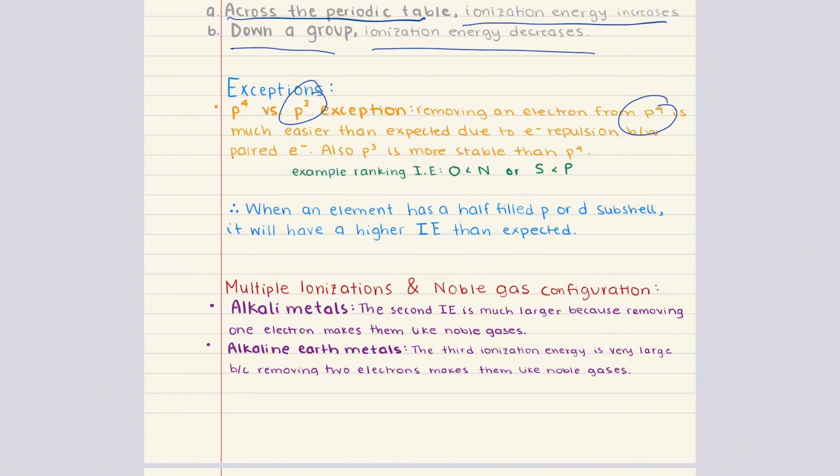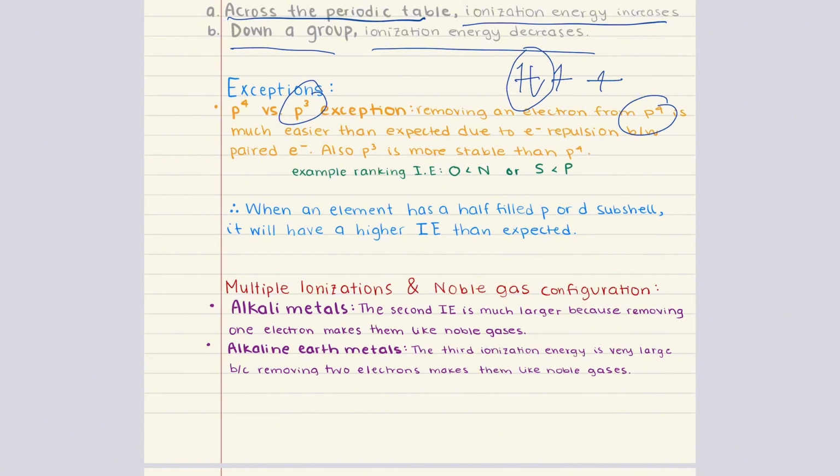To understand why, let's think about what happens when an atom has a p4 electron configuration. In this case, one of the electrons in the p orbitals is going to be paired up with another electron. These electrons, though they're negatively charged, this pairing right here creates additional electron-electron repulsion, and it makes the atom a little less stable.